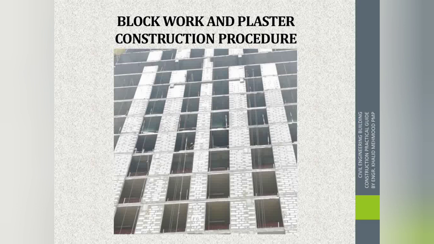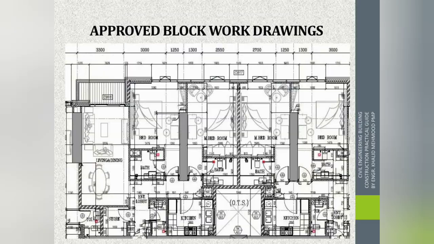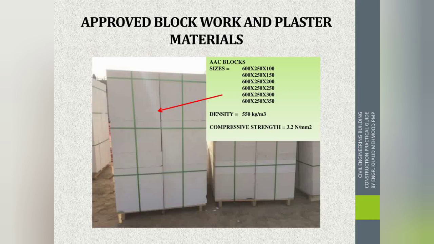So for this block work and plaster, first of all, we should have the approved drawing and the approved materials. To start the block work, this is the approved block work drawing. It will tell you the dimensions of blocks, the thickness of blocks, the dimension of room, the type of blocks, everything. In the approved block work, we have the AC block, which is the low density block.